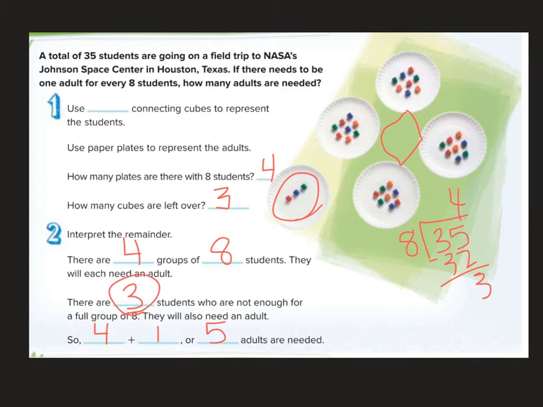Okay, so you can see in this case we didn't just do 4 remainder 3, because those 3 kids didn't even have a chaperone. They can't go by themselves. So we need to accommodate for that. We need to think about that and make sure we have enough.